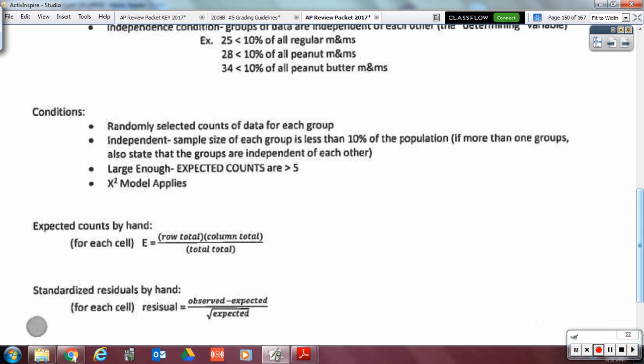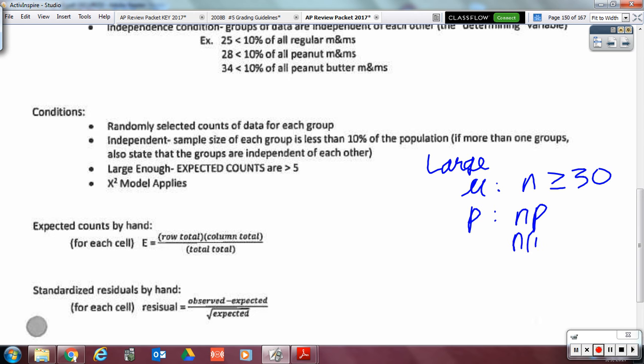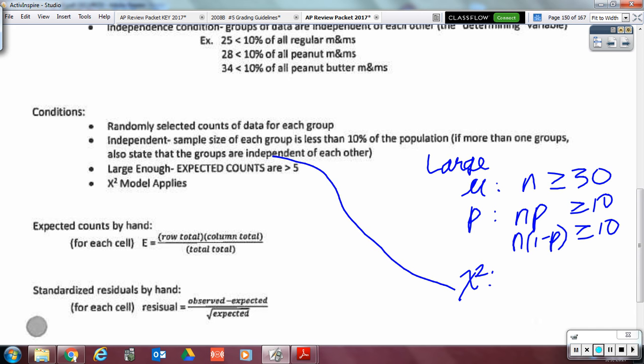Now, conditions. Conditions are still random, independent, large enough. So same random, independent stuff, but let's talk large enough. For our large enough, let's do a quick review. Our large enough for means is what? n is greater than or equal to 30. Our large enough for proportions are what? np and n times 1 minus p are both greater than or equal to 10. But our large enough for chi-squareds are that the expected counts are greater than or equal to 5.